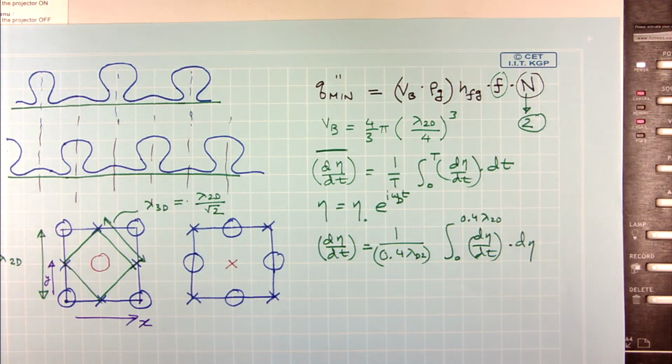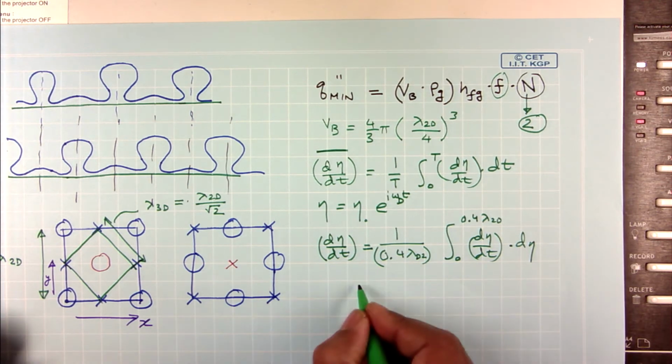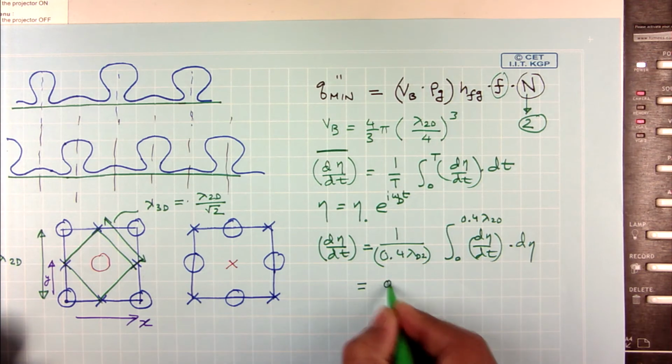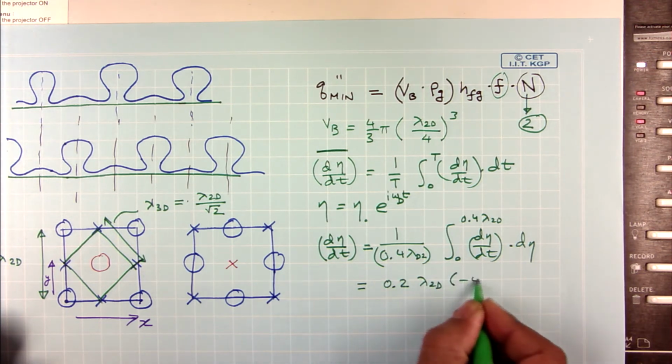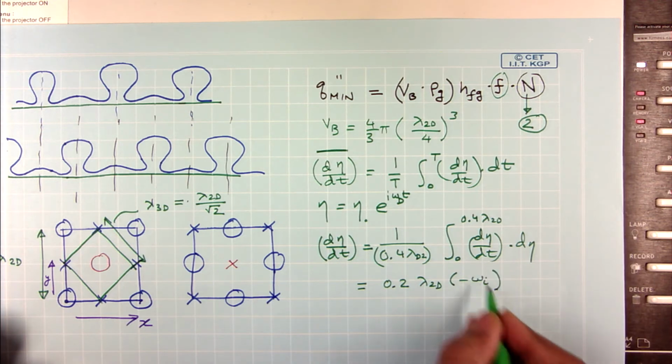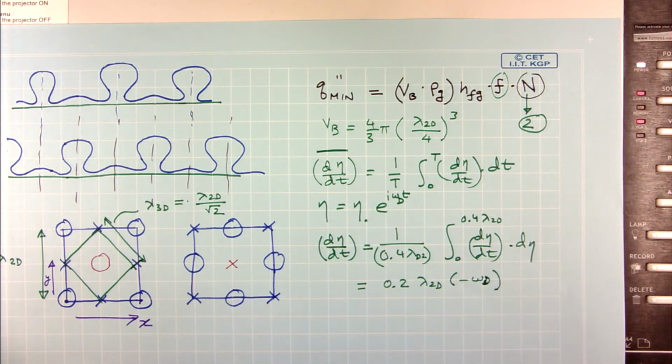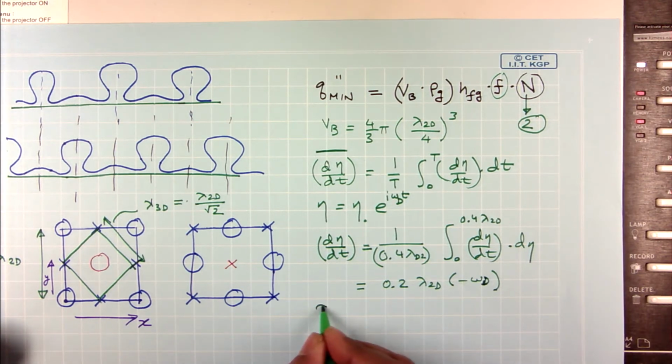Okay. So, if you do that, then your average growth rate comes to about 0.2 times lambda_2d times minus omega_i, or omega_d. Okay. And then he said, well, then the time period tau is the bubble diameter at departure divided by this average value of dη/dt.